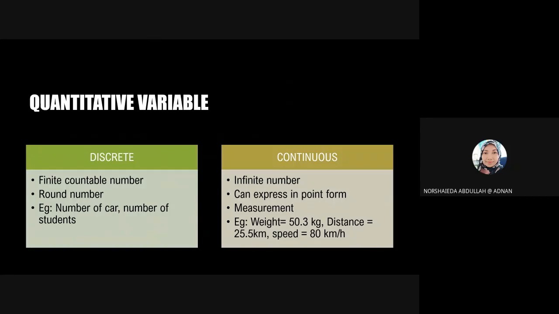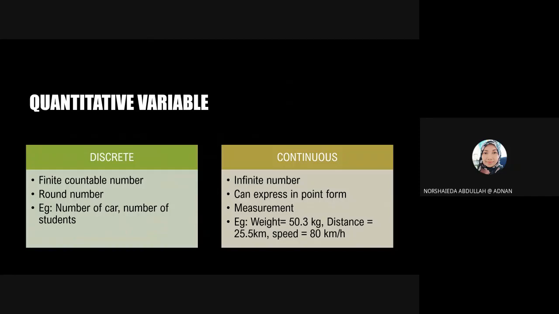Okay, for example, number of car, number of student, kita boleh kira. 1 car, 2 cars, 3 cars, okay, kita boleh kira, countable. Kalau continuous, dia opposite lah. Dia infinite and uncountable, but it is measurable. Okay, continuous, uncountable, but measurable. Kita ukur, kita tak boleh kira.